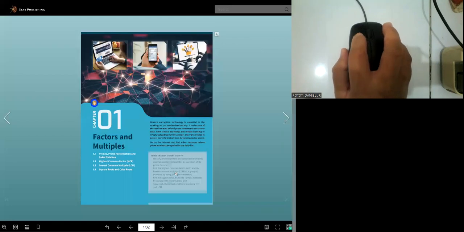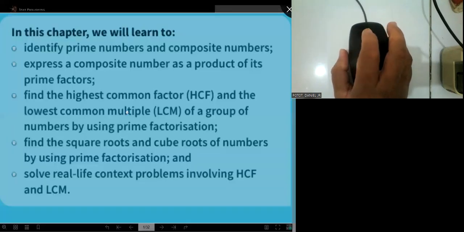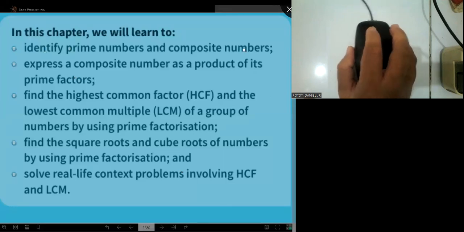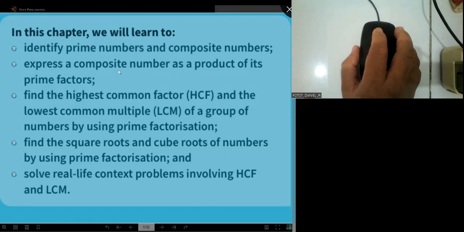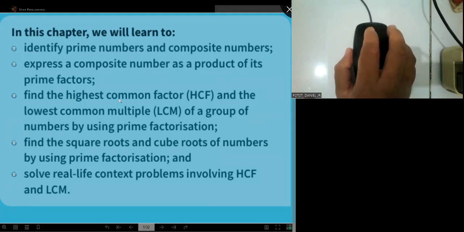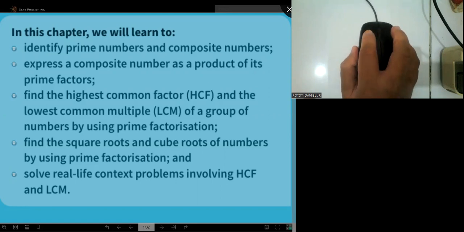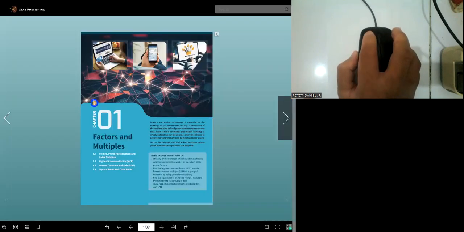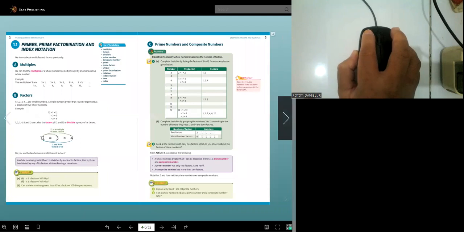Hi kids. So from the first video we have learned these two bullets here: how to identify the prime numbers and composite numbers, and express a composite number as a product of its prime factors. This time we're going to look into the following. But before that, let's try to review the prime factorization.